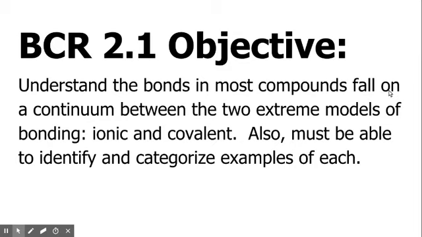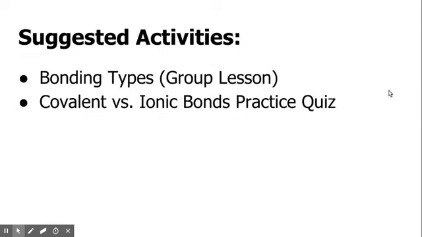And then what you'll have to do is be given a list and be able to identify different examples of each. So, suggested activities in class: on the second day of the unit, we will be doing a group lesson where we will look at what the bonds are, how they're created, and why they're created. And then after that, there will be some practice within the lesson. That's where we're going to gain our understanding.